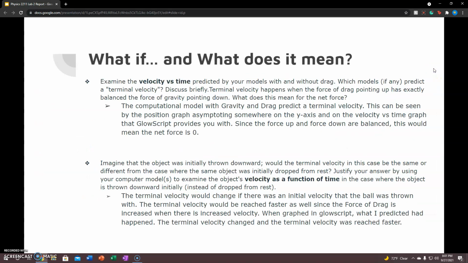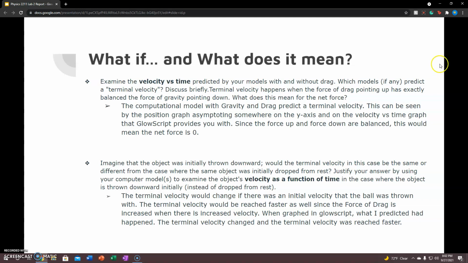And so, what does it mean if models predict a terminal velocity? The computational model with gravity and drag predicts a terminal velocity, and this can be seen by the position graph asymptoting somewhere on the y-axis, and on the velocity versus time graph that GlowScript provides you with. Since the force up and force down are balanced, the net force is 0.